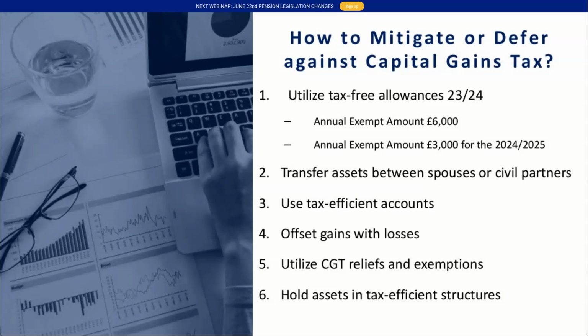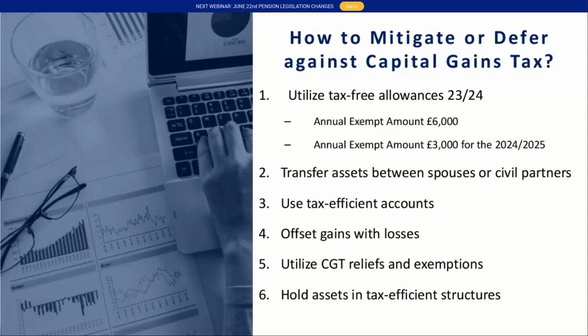Offset gains with losses is another strategy. So if you have incurred capital losses from other investments, you can offset these losses against your capital gains. This may help reduce or eliminate your CGT liability, and losses can usually be carried forward to future tax years as well.